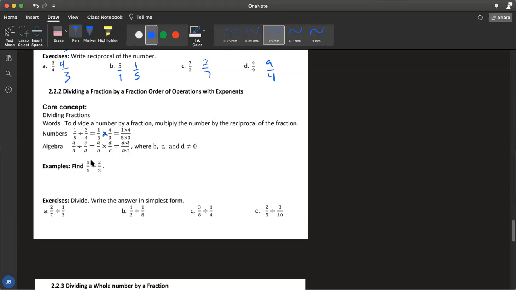So if I have 1 over 6 divided by 2/3, I do 1 over 6 times 3 over 2. And then I can still do this cancel, right? 1, 2 to get 1/4.